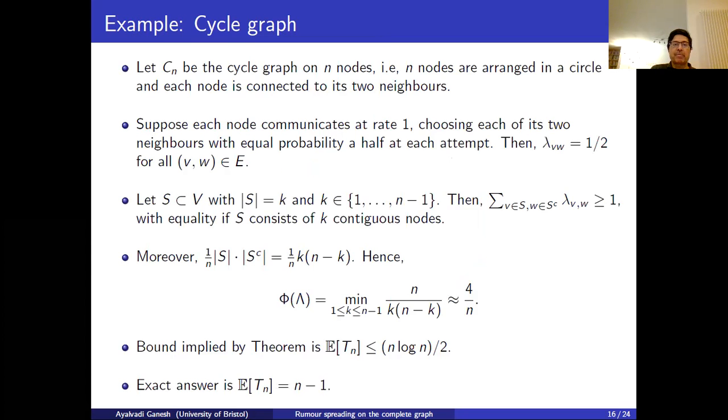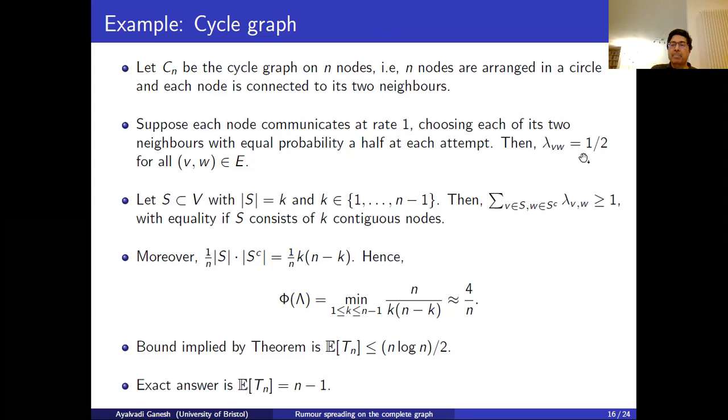Okay, and then we need to specify the rumour spreading model. We need to say what the rates are for all the communications. And this is how we are going to specify it. We are going to say that each node communicates at rate 1, choosing each neighbor with equal probability. So probability half to the left, half to the right at every attempt. So there's a Poisson process of rate 1 at the vertex. There's a Bernoulli split of that process, probability half to the right, half to the left. And so we get 2 independent Poisson processes on the edges, and each of those Poisson processes has rate half.